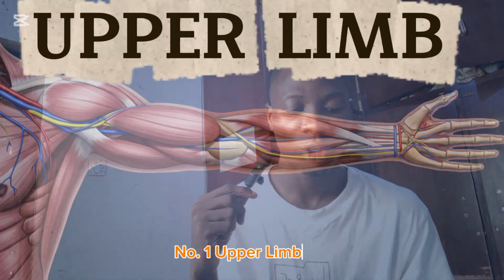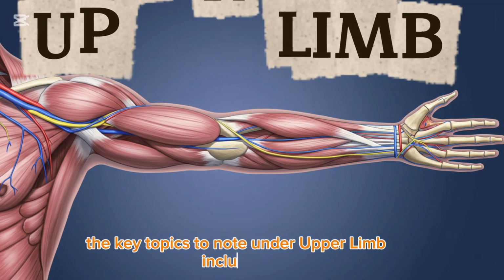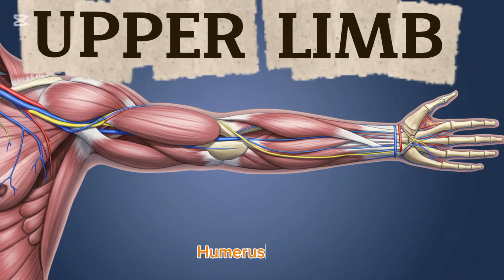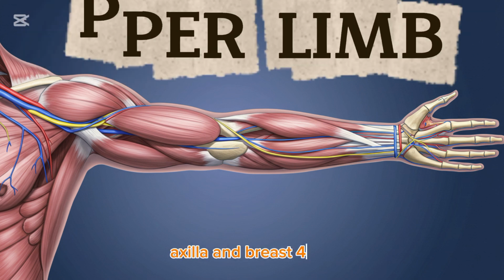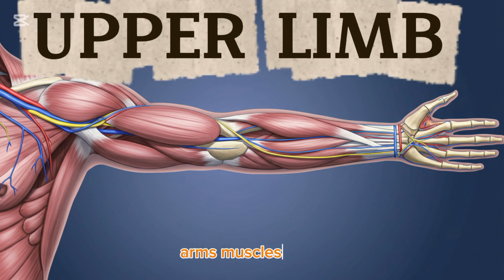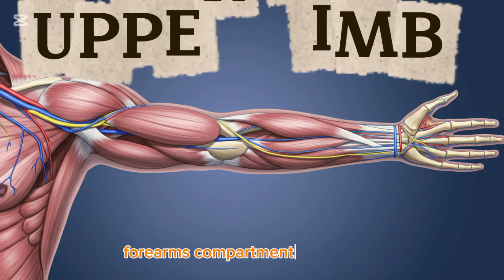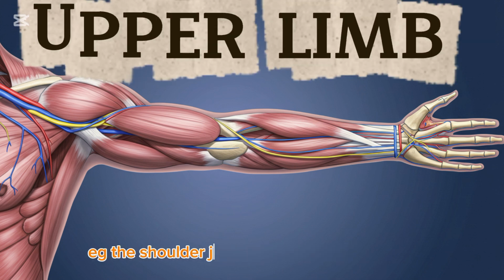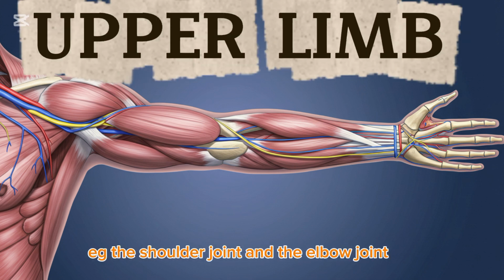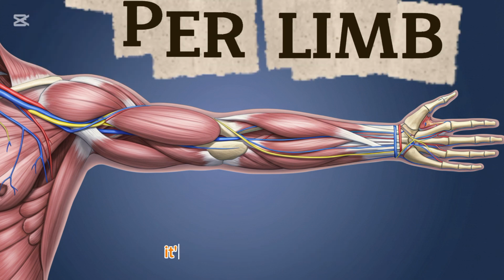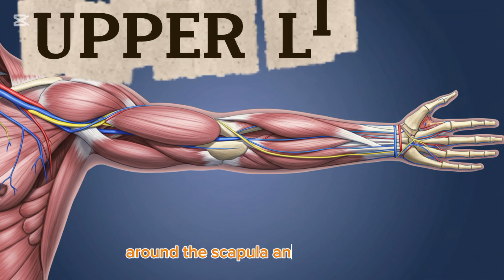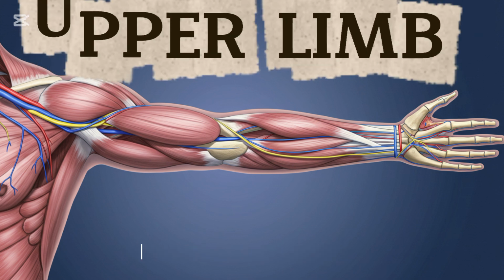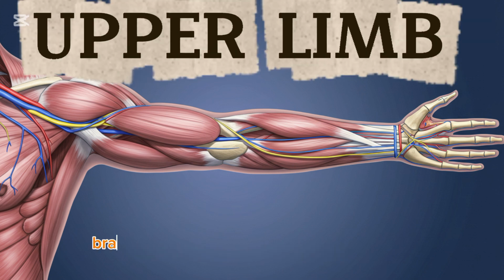Number 1, upper limb. The key topics to note under upper limb include: 1. Humerus, 2. Brachial plexus, 3. Axilla and breast, 4. Arm muscles, 5. Forearm compartment, 6. Joints, e.g. the shoulder joint and the elbow joint. The wrist joint is also part of it. It's very important. 6. You have the arterial anastomosis around the scapula and elbow. 7. You have arterial supply, which includes the axillary artery and brachial artery.